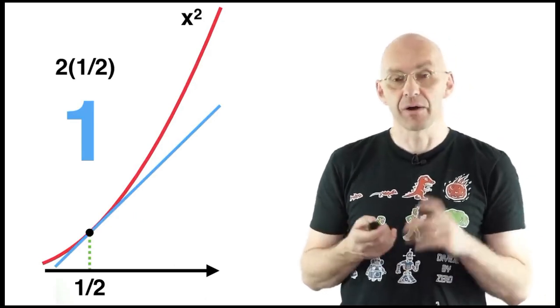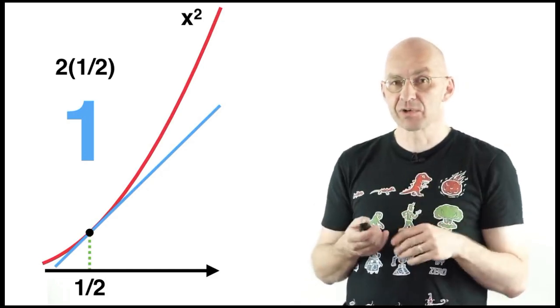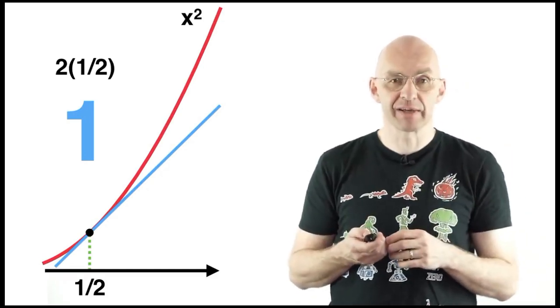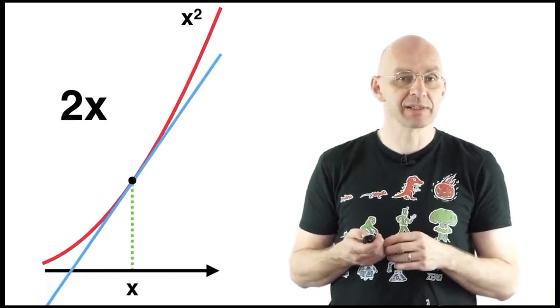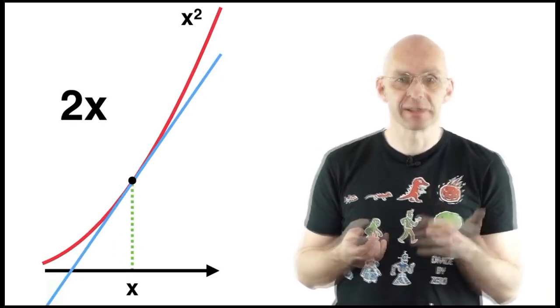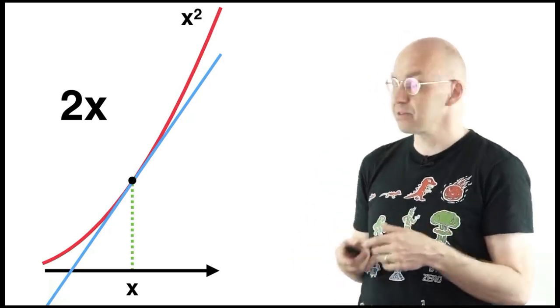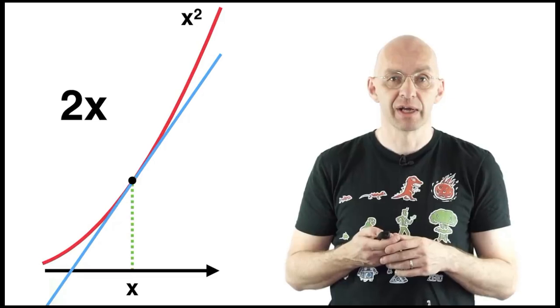Isn't this neat? Now, half was actually not very special here. We could have used any initial value here, and if we did that, we would find that the derivative of x squared is 2x.